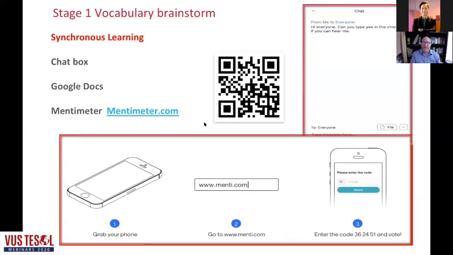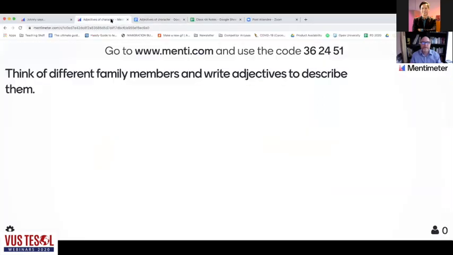And can we now have another go at this Menti? I'm going to show you a different way of using Mentimeter. Can you go to menti.com and type the code in there, 362451, and have a little vote on the adjectives to describe your family members. All right, and I'm just going to share again. The code is right here.